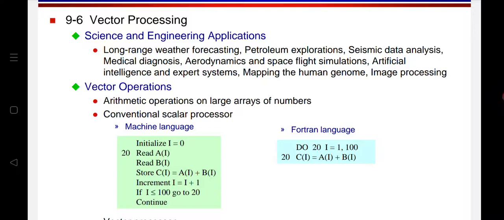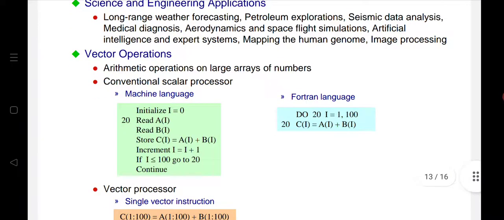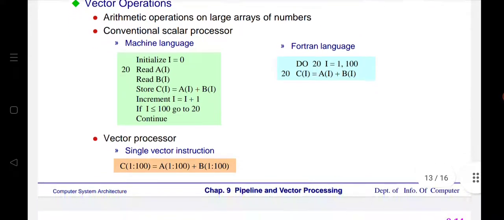So let us take one assembly language program. Initialize I equal to 0, read A of I, B of I, store C of I equal to A of I plus B of I. Increment I by 1, and if I is less than or equal to 100, go to 20 and continue. So your I value goes from 0 to 99, that is a total of 100 readings I am going to process. So this is known as a vector operation.